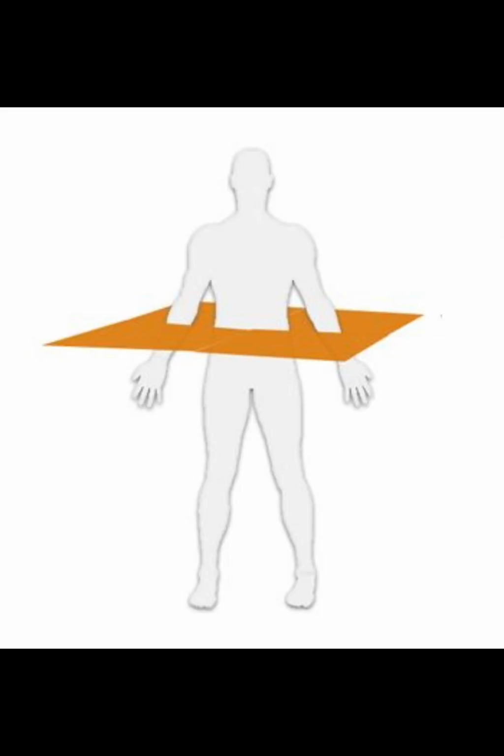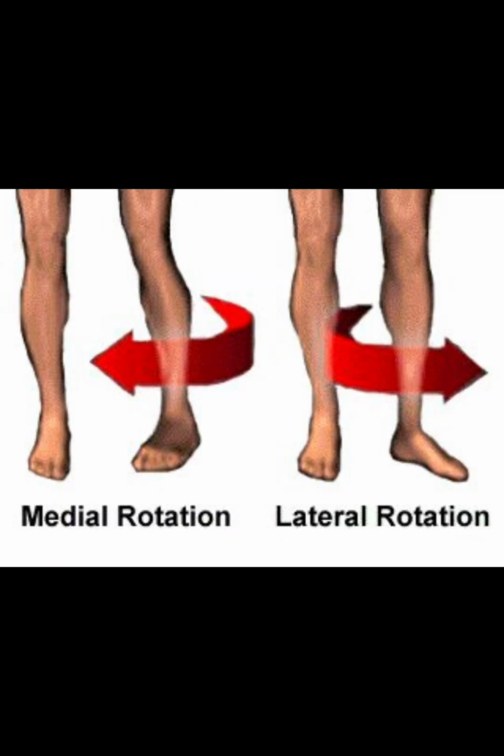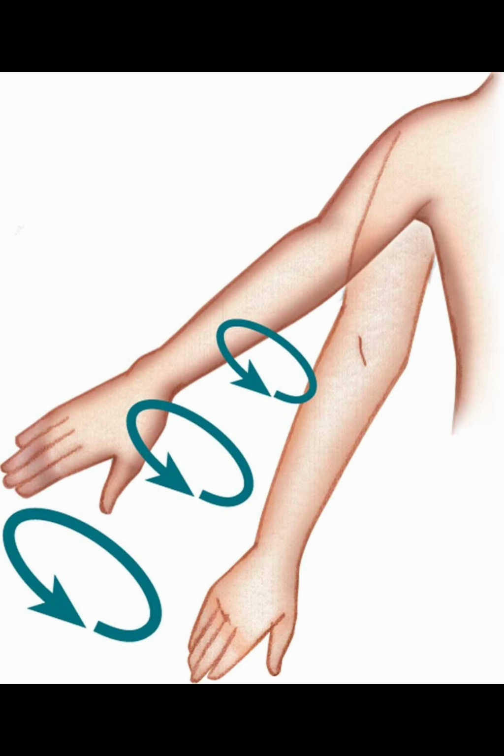Transverse plane movements. These involve rotation around a vertical axis. Internal or medial rotation: rotating a limb toward the midline. External or lateral rotation: rotating a limb away from the midline. Circumduction: a complex, conical movement that combines flexion, extension, abduction, and adduction into a single circular motion.